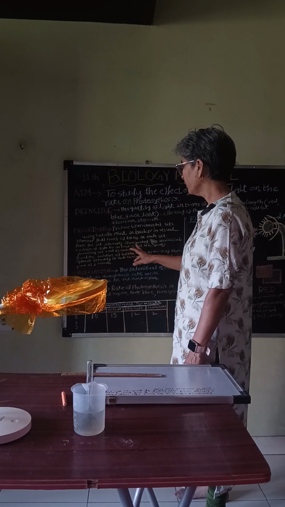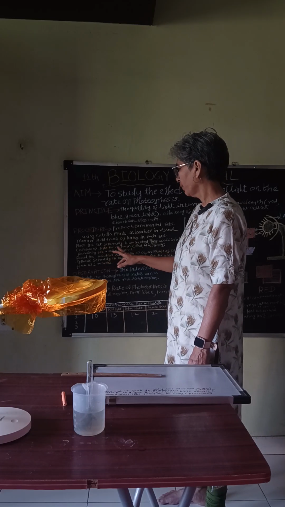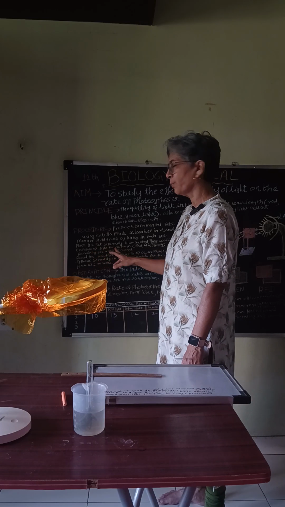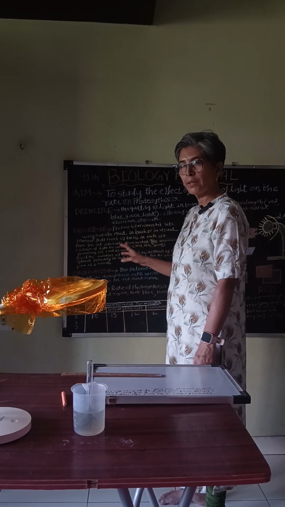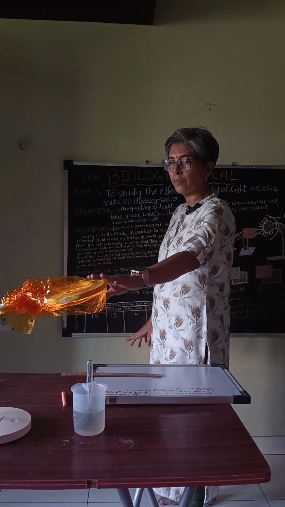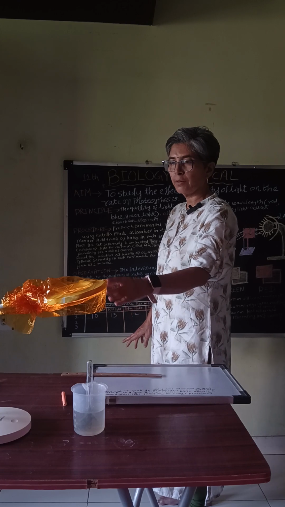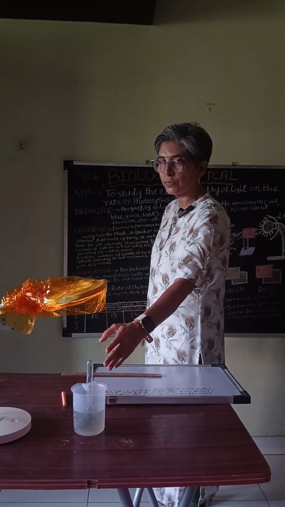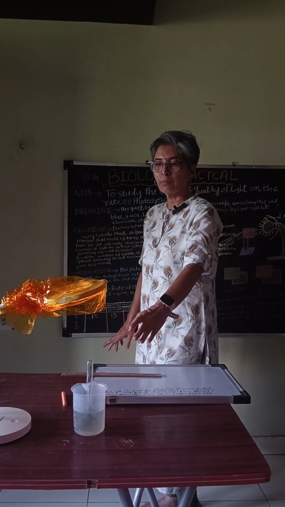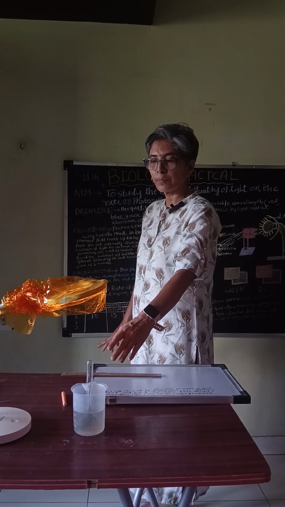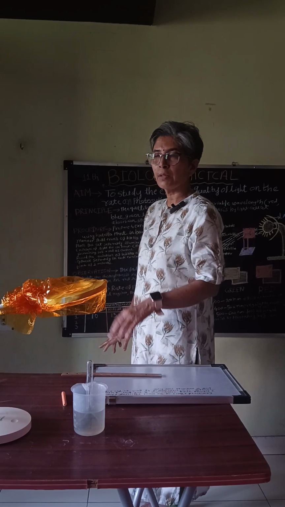Then allow this setup for the exposure of light of red, blue and green. So take the cellophane papers, create 3 types of monochromatic lights, and through this the light is passed towards the hydrilla plant and we can get the oxygen bubbles. Here the oxygen bubbles are collecting in the test tube.